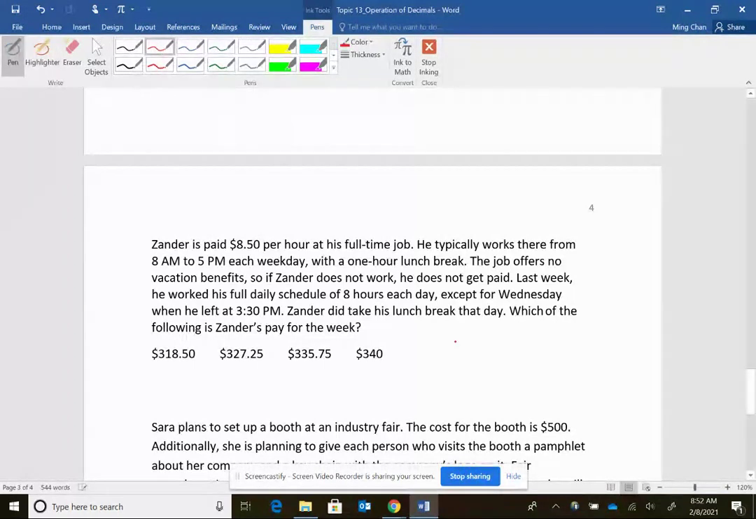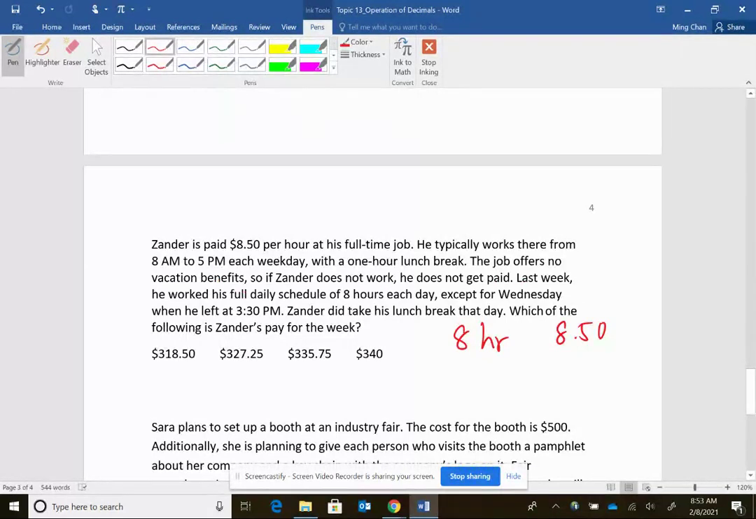So far he worked 8 hours a day, and he's getting paid $8.50 each hour. So for 1 day's pay, you would just multiply. The job offered no vacation benefits, so if Zender does not work, he does not get paid.